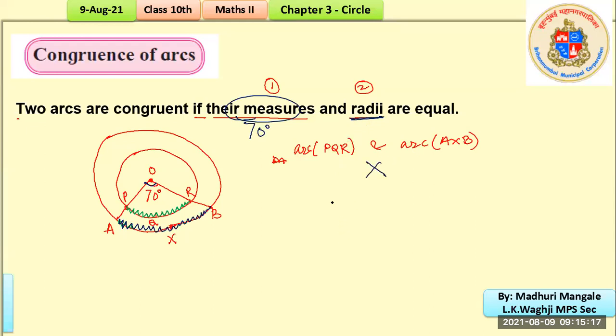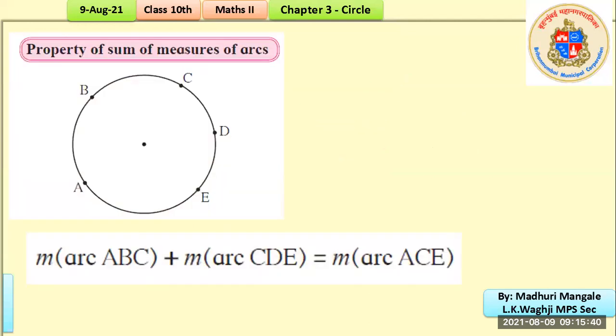All right, so very important, two things. First, the measure of the arcs should be the same. Even if the measure is equal, but the radius is not equal, we would say that they are not congruent. So both conditions should be satisfied: the measure of the arc and the radius of the circle. Okay, let's move on to the next concept.